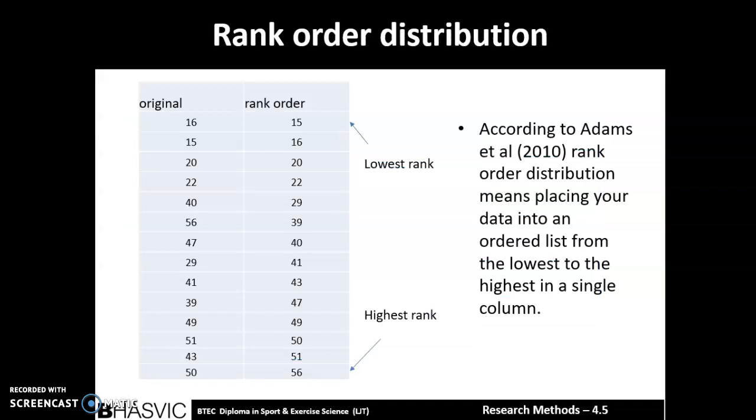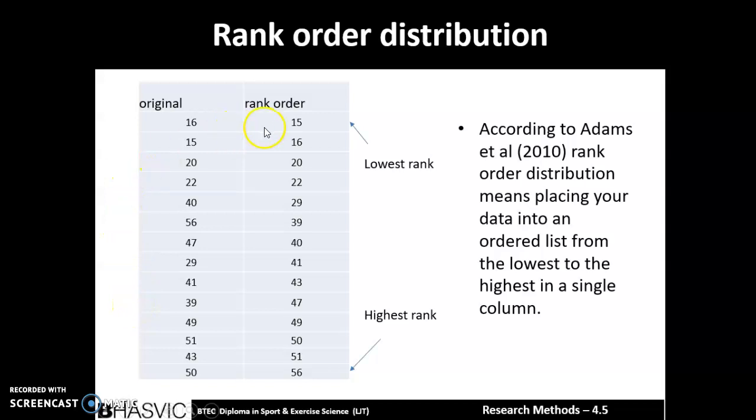So moving on to organising data. The first way of organising data I'm going to talk about is rank order distribution. As we see on the left side, this is vertical jump scores. We can see the original column. It ranges from 16 to 56. You can see in the middle that is the highest value. But these are all in the order that they were recorded in, so they were in random order, basically, just any old order, because that's how they were recorded.